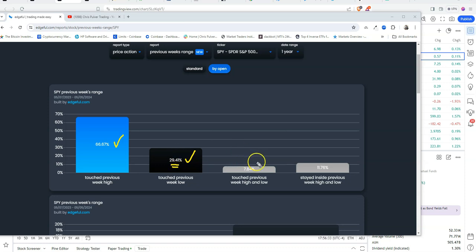The other thing that I think is very cool is that we've only touched both the previous week's high and low very few, 7%, of the time. So once we touch one, now you have a very high certainty that we're not going to touch the other. Wow.